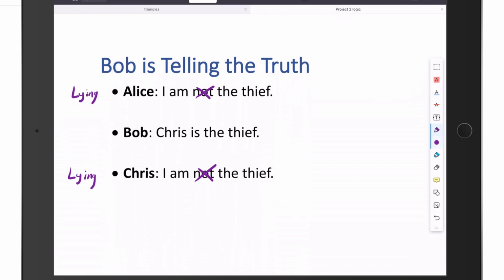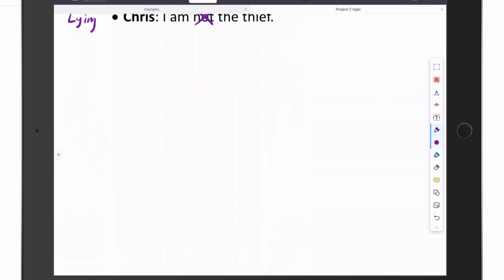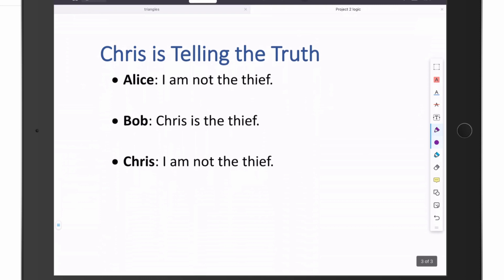What you need to do is look at these 3 statements and figure out, are there any contradictions? Well, one thing to keep in mind is that there's only one thief. And if we have statements suggesting that 2 different people are the thieves, then this cannot be true. All right, moving to the last of the 3 possibilities, where Chris is the one telling the truth.